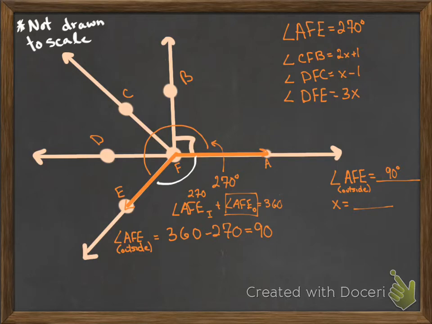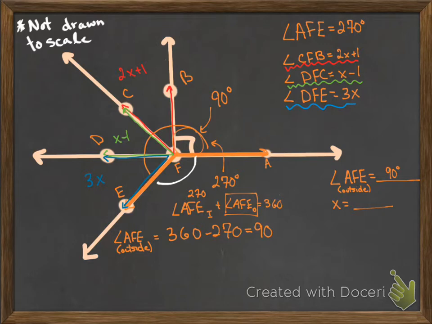Okay, so let's now break down and figure out how to figure out x. So I'm going to go ahead and label what I know. I know CFB is 2x plus 1, so that's that red. DFC is x minus 1, the green. And then DFE is 3x, and that's the blue. So I can go ahead and put in all that information I know. Now, let me talk about AFB first. It has the right angle symbol, so it must be 90 degrees.